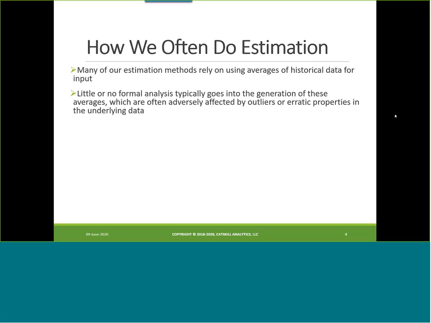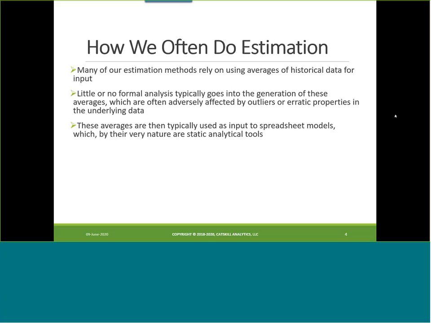Just as a teaser here, little or no formal analysis typically goes into the generation of these averages. They're often adversely affected by outliers or erratic properties in the underlying data. It's not at all uncommon to find averages that, when you look at the underlying data, are heavily influenced by one or a very small number of large outliers. And so if we don't look at those, we don't realize that that's having a big impact.